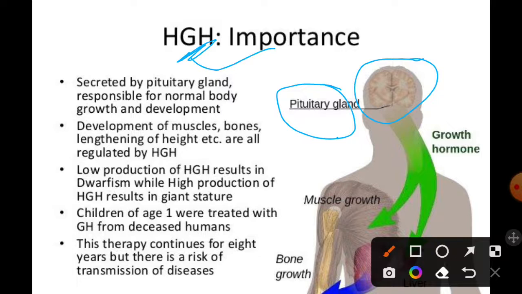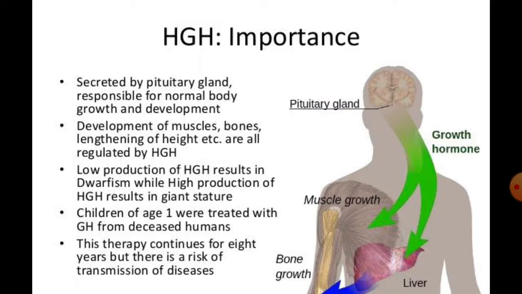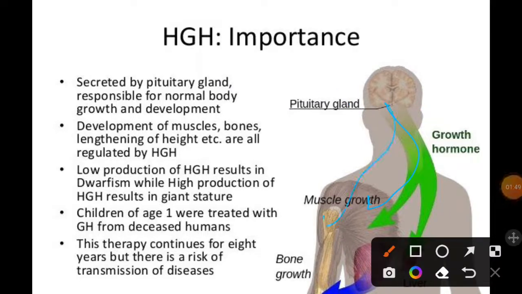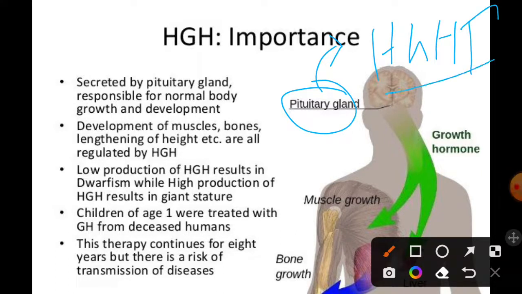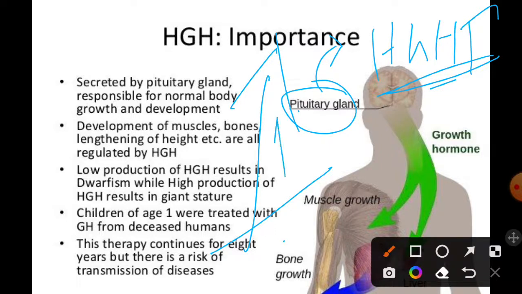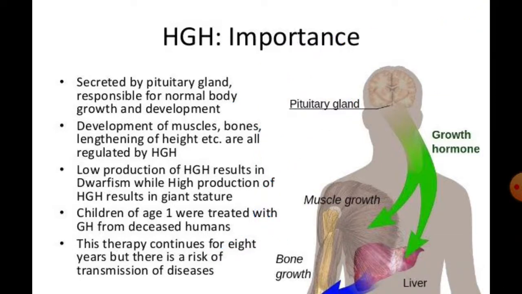After secretion from the pituitary gland, it causes growth of the muscle, growth of the bone, and also the lengthening of height. All these things are regulated by human growth hormone. And when the human growth hormone is secreted from the pituitary gland in a large amount, it leads to a condition called acromegaly or gigantism. And when human growth hormone is secreted at a very low amount, a condition called dwarfism occurs.